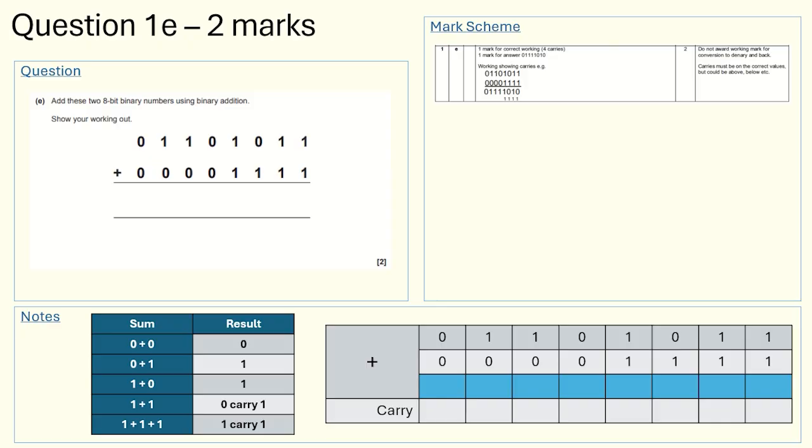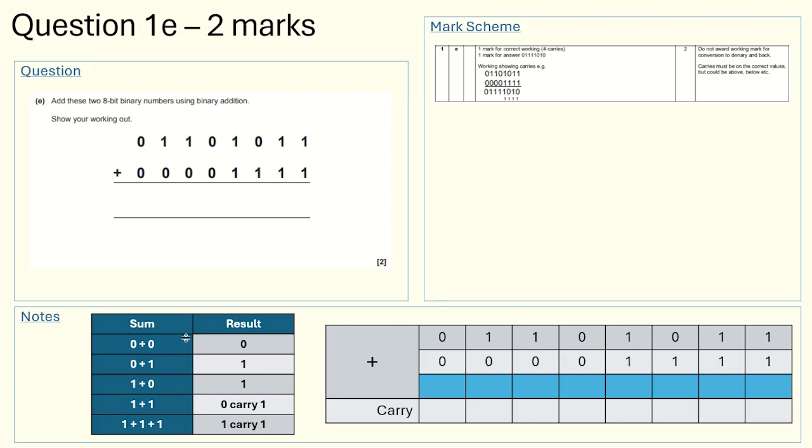Right, question 1E is worth 2 marks, and the question says, add these two 8-bit binary numbers using binary addition and show your working out. So there's 2 marks available for this. The first mark is for getting the correct answer, and the second mark is for getting the correct carries in the correct position. Okay, so 2 marks in total.